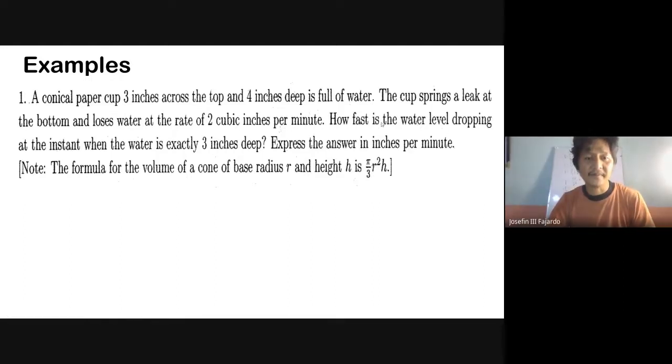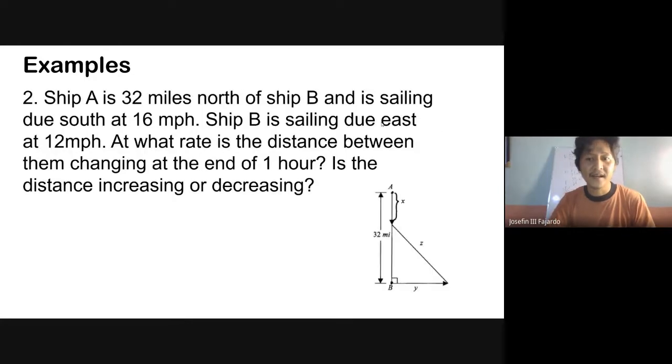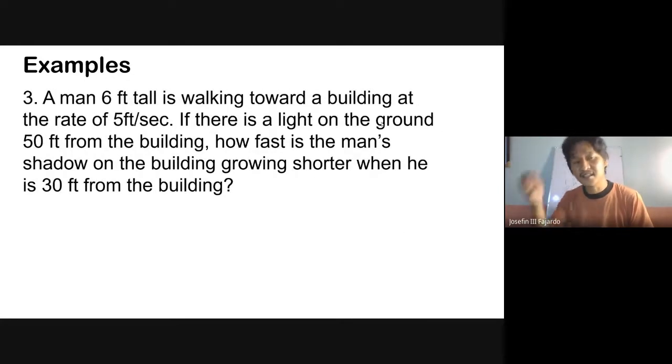Next problem. Okay, let's have this. A man 6 feet tall is walking towards a building at the rate of 5 feet per second. If there is a light on the ground, so kunwari yan yung light. Okay, there's a light on the ground 50 feet from the building. So nasa ground yung ating light.